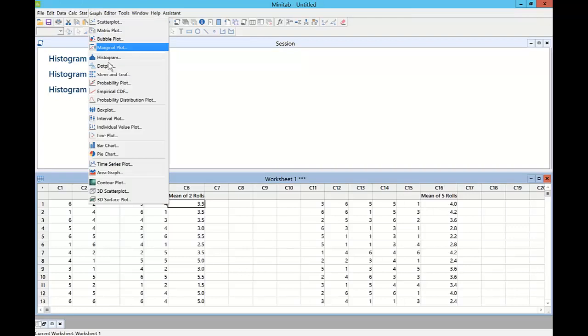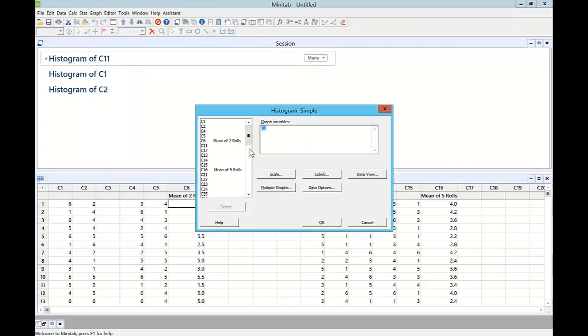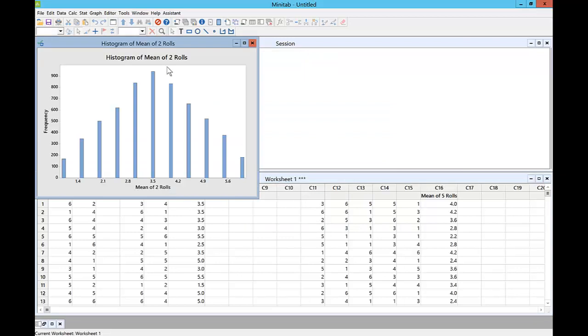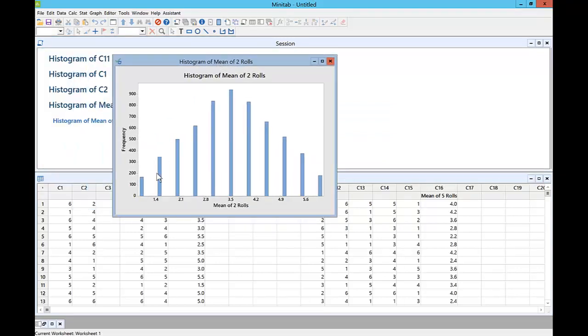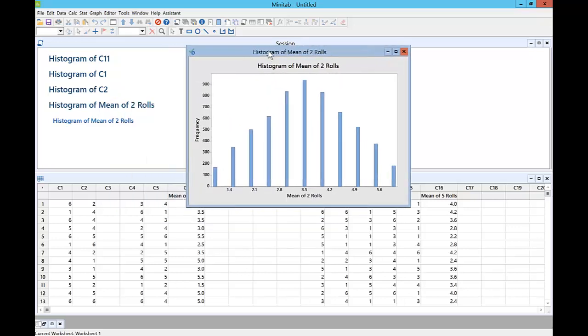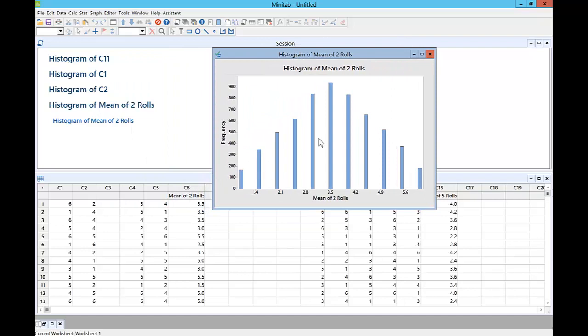And so now let's look at the histogram of the mean of 2 rolls. And we get this thing. So this looks like a triangular distribution, and in fact it is triangular, but you can see that the shape of this thing is not anywhere near what a uniform random variable would look like. Okay, so the central limit theorem basically says the more samples that you have that go into each of these means, the more this distribution is going to look like a normal distribution.